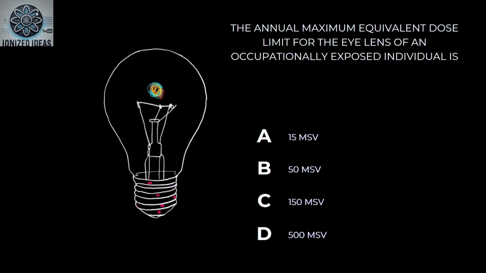The annual maximum equivalent dose limit for the eye lens of an occupationally exposed individual is: A. 15 millisieverts. B. 50 millisieverts. C. 150 millisieverts. D. 500 millisieverts.